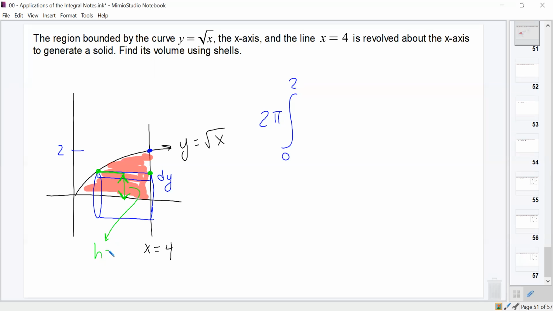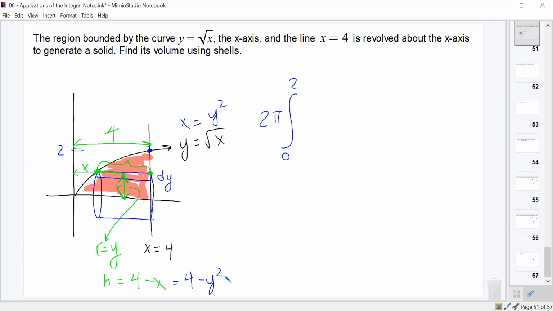So our radius is just going to be y, which is great because we need to do this in terms of y. I don't know why I said our height. Our radius is just going to be y, because this is our radius right here. Our height there is just going to be the full distance from 0 to 4 minus x. So our height is going to be 4 minus x. And since we're doing this in terms of y, we'll need to note that x is equal to y squared. So our height will be 4 minus y squared.